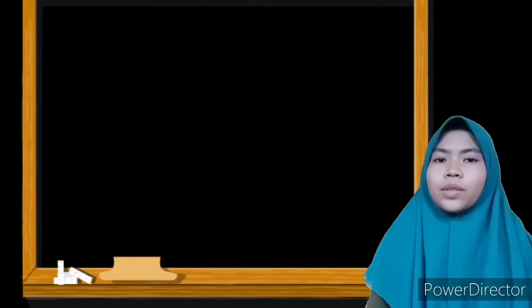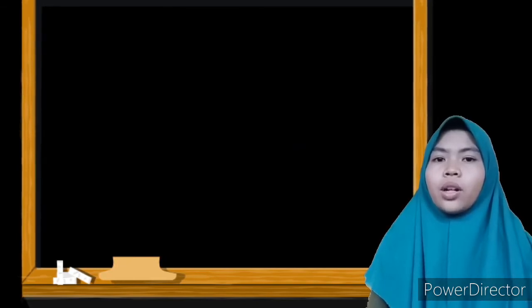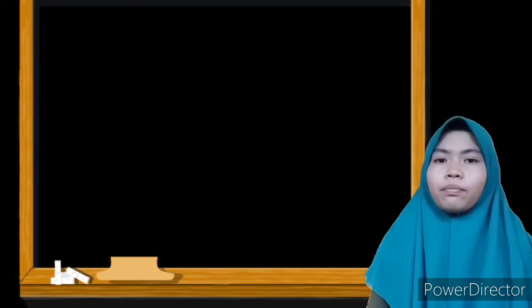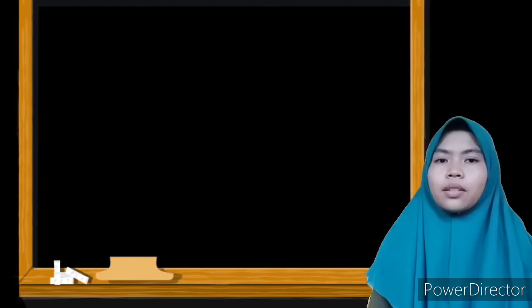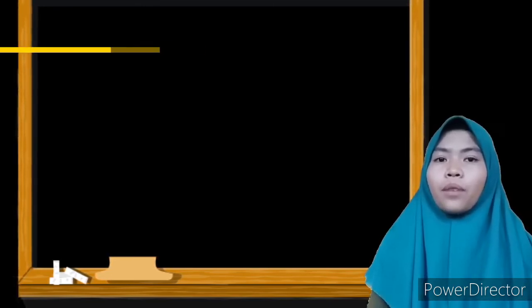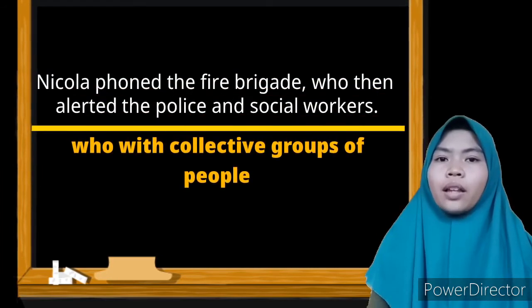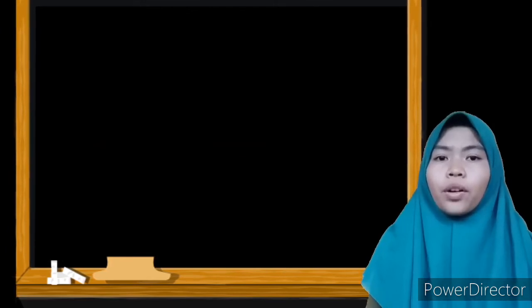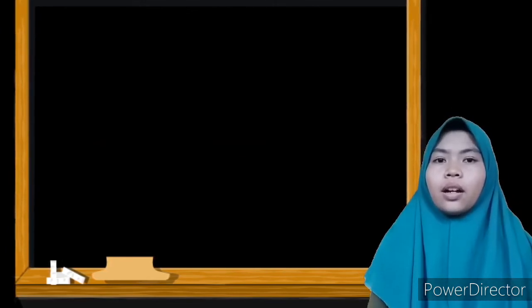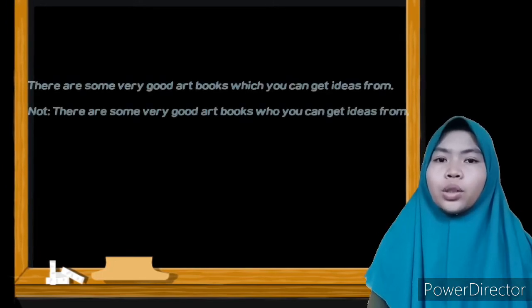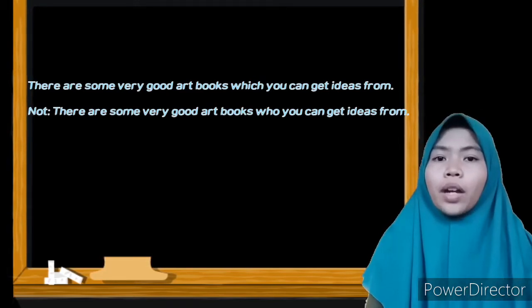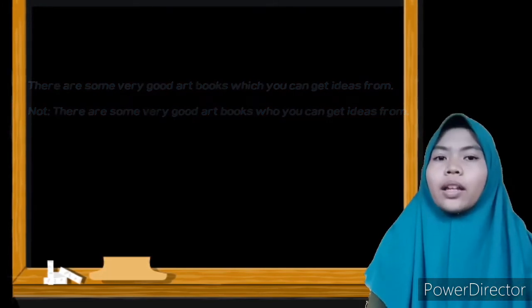Who with collective groups of people: we often use who with collective human nouns, such as governments, groups, panels, police, and teams. Example: Nicola found the fire brigade, who then alerted the police and social workers. We do not use who for things. There are some very good books which you can get ideas from. Not: there are some very good books who you can get ideas from.